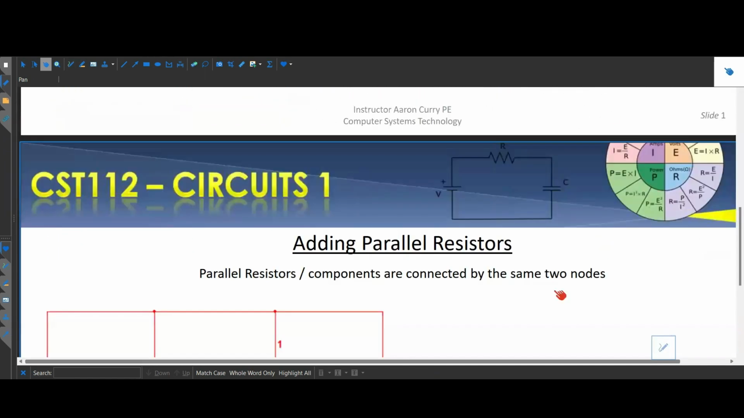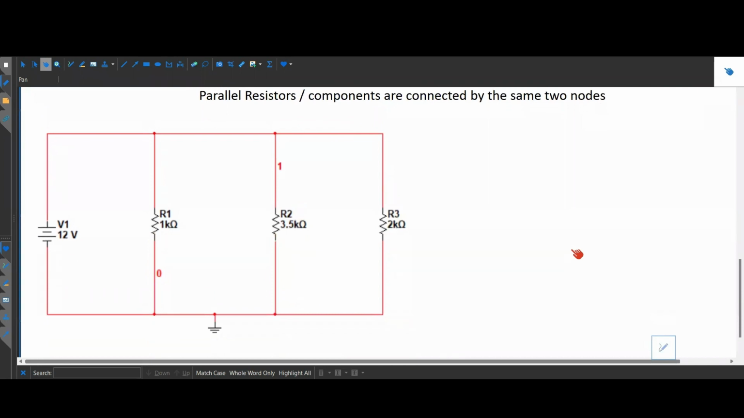Let's take a look at this one right here. If we do it the first way, like I said, you can only use that first equation, the product over the sum, with two resistors. But in this case, we have three. So you have to pick two resistors to add first, combine those two, and then apply the same formula to the next resistor. I'll show you what I'm talking about.